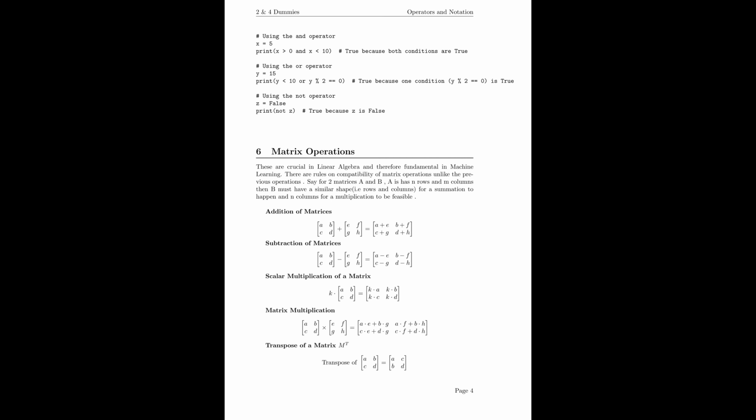And again, as we said, for the matrix multiplication, we have a dot e, or a times e plus b times g, which gives the first element of our matrix. And we do things in a similar fashion. We have c times e and d times g, and this gives another element.